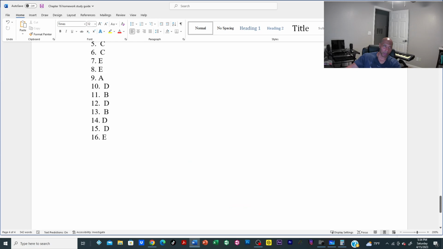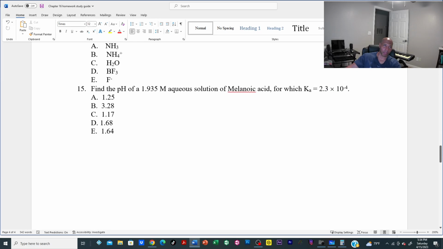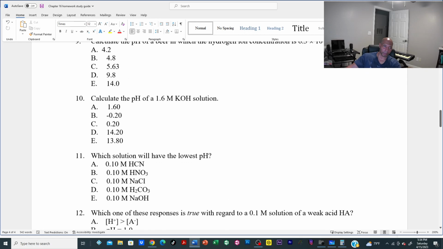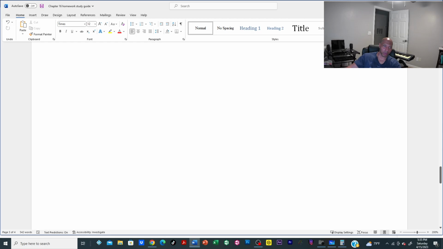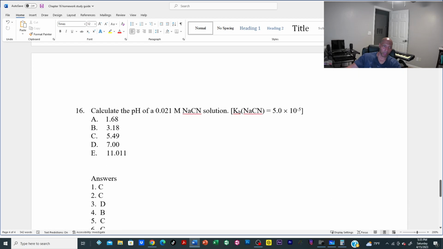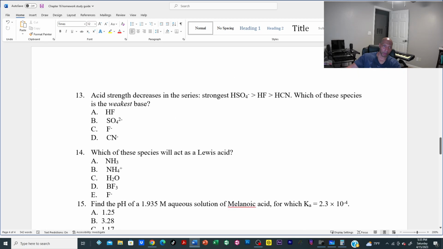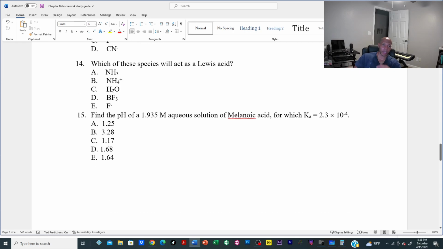Okay, so which of these species is the weakest base? All I'm going to do is look for the conjugate base of hydrogen sulfate, which would be sulfate, SO4 2 minus, and that would be B. So that's 13. Let's go down and see if the answer is B. Yay, the answer for 13 is B. All right, so let's see how many more problems I have to do. 1, 2, 3. I have to do 3 more problems.